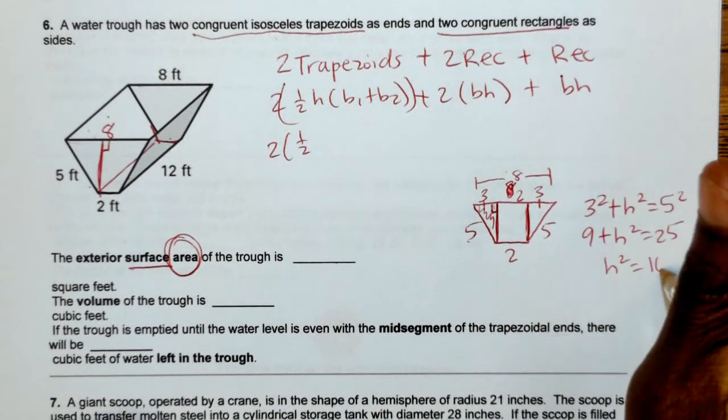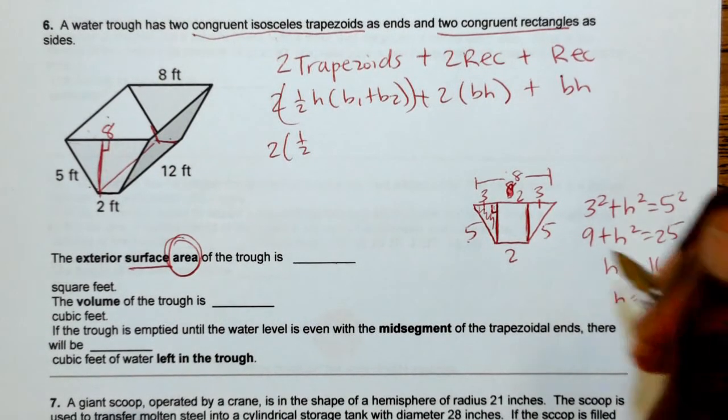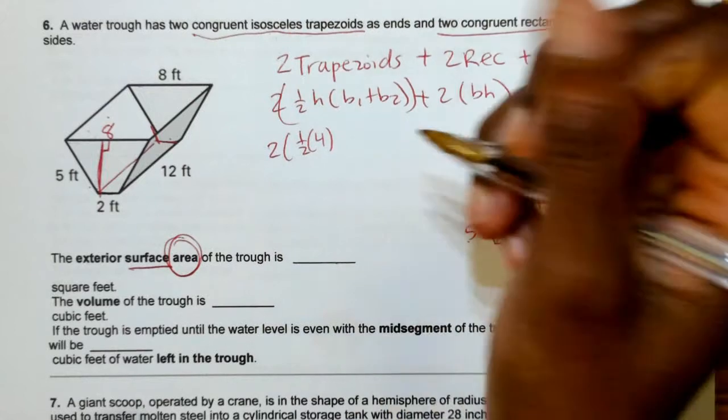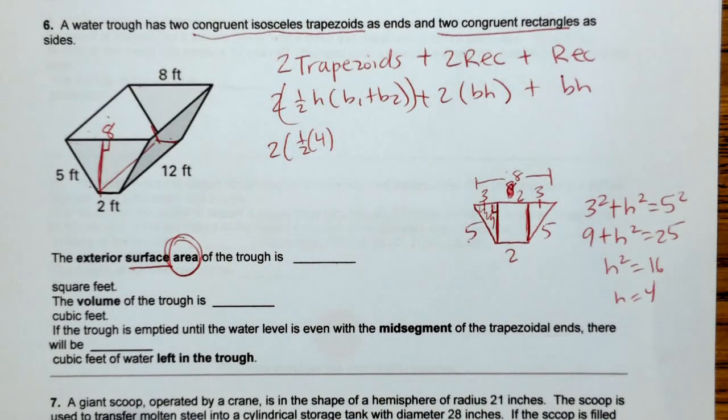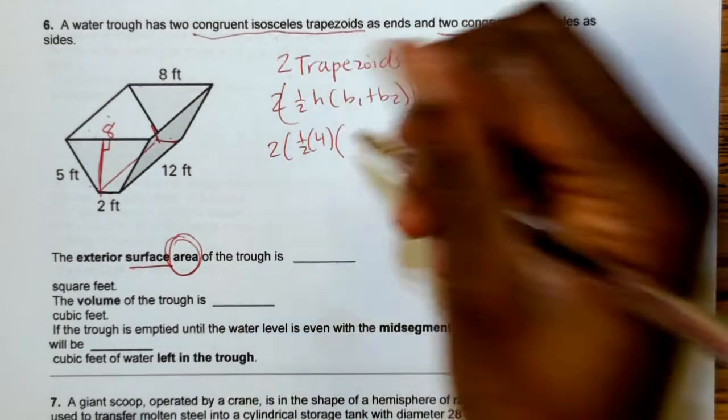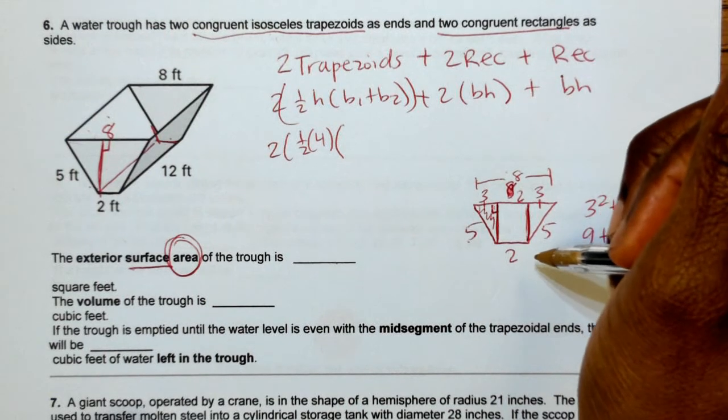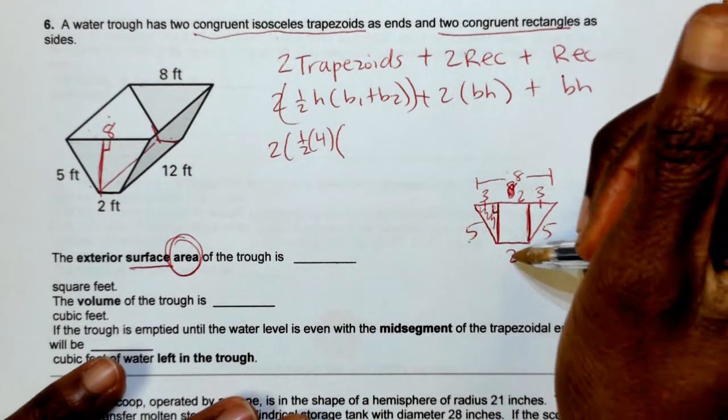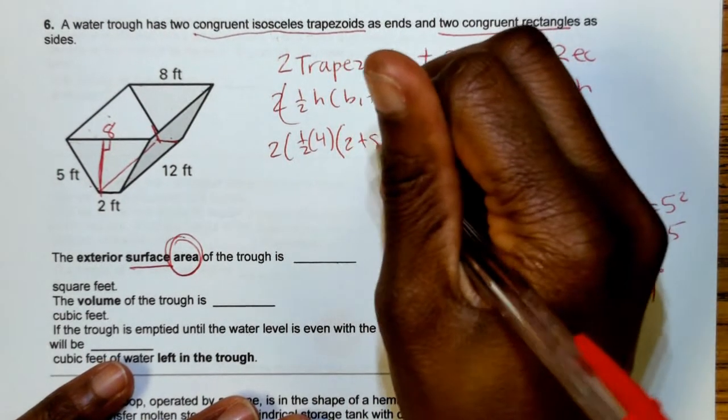Okay, so I'll give you a second to solve that out. You can pause it, whatever. But h will be 4. The bases would be the bases of the trapezoid. So the 2 and the 8 are at the top and the bottom.